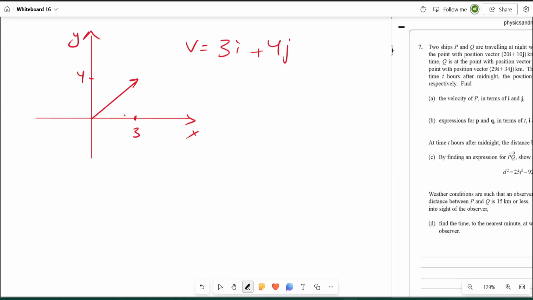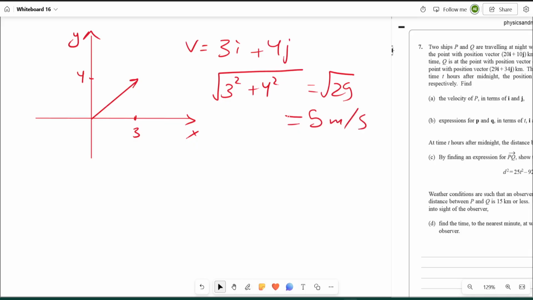How do I find the magnitude of a vector? Because if I asked you, what's the value of the velocity? Magnitude is basically Pythagoras of the vector. So we take the square root of the i component squared plus the j component squared, so that's 9 plus 16, which is root 25, which is equal to 5. The magnitude is 5 meters per second.